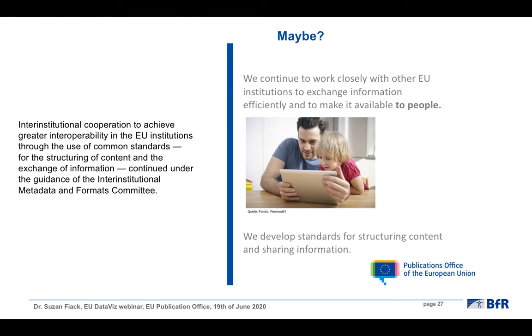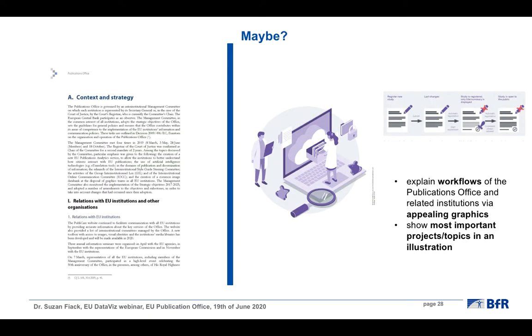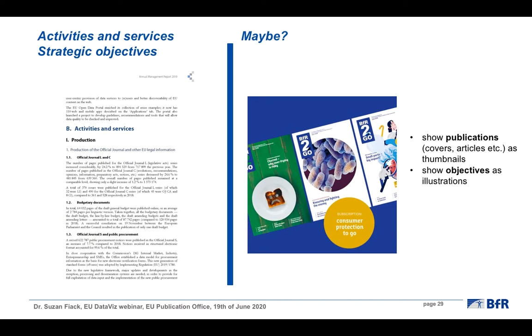And a possibility to visualize your strategy might be to explain the workflows of the Publications Office with graphics, or show your most important projects or topics in an illustration. And this is, for example, an idea for how to show your publications, because your publications are really attractive, and you might just add some pictures of these in the annual report.